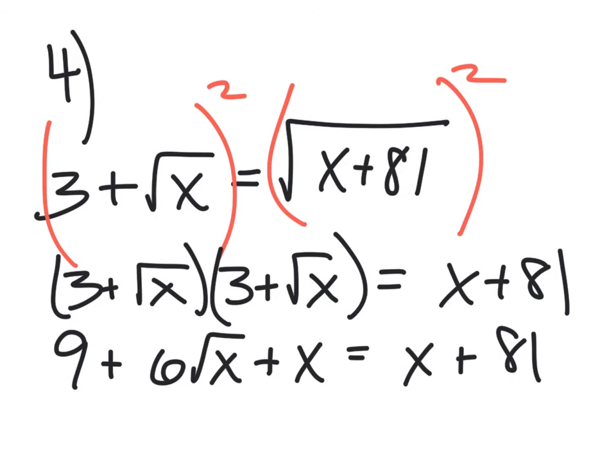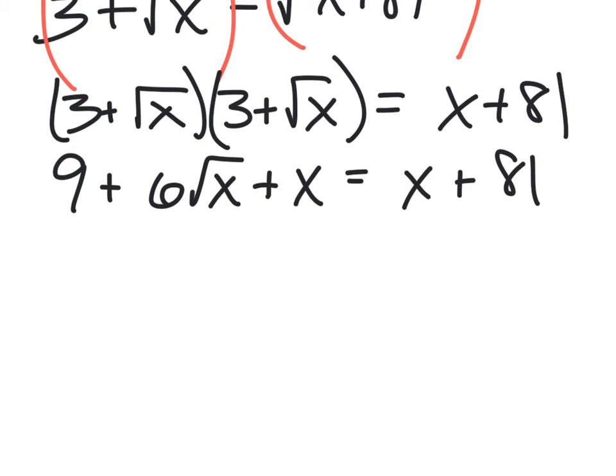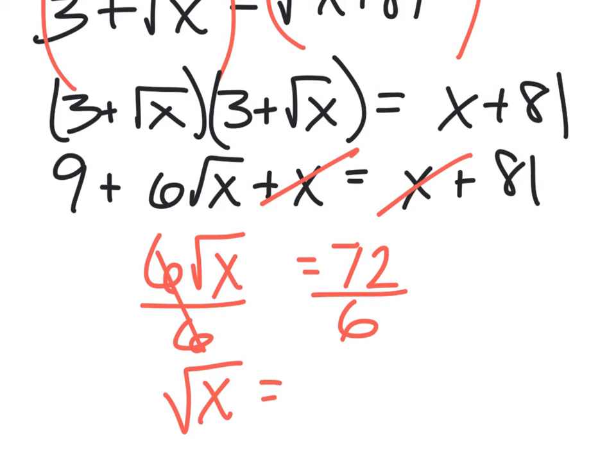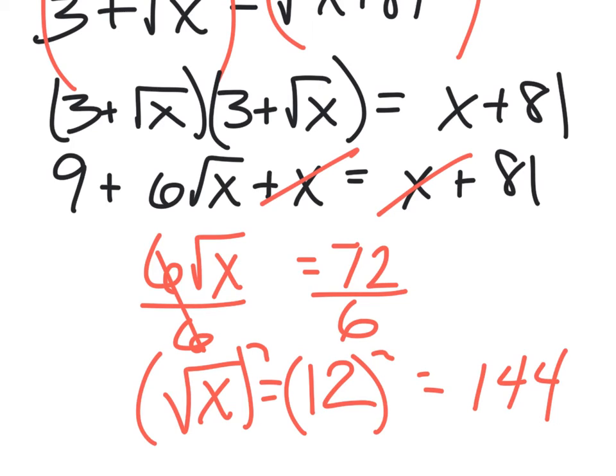So you can see what I did. I wrote it out twice. I killed that side with the radical, and then I put my like terms together. So I'm going to subtract over the x, which is going to get rid of that x. I'm going to subtract my 9, so I'm going to get 6 radical x equals 72. Divide both sides by 6 to isolate that radical. So I get radical x equals, let's see, 72 divided by 6 gets me 12. Square both sides, and I get 144.